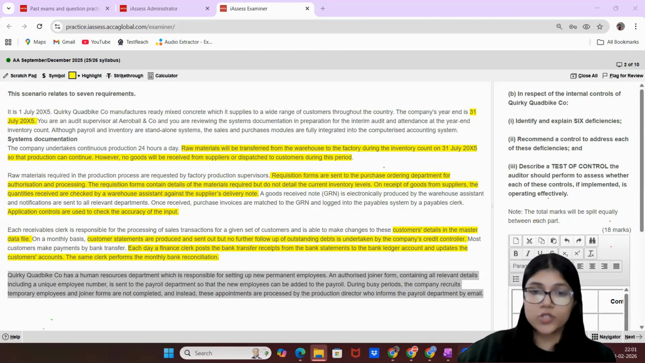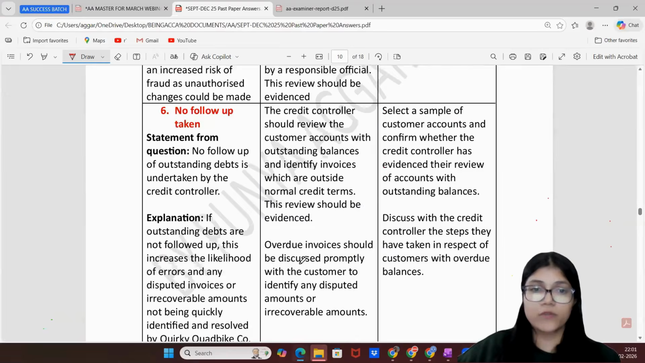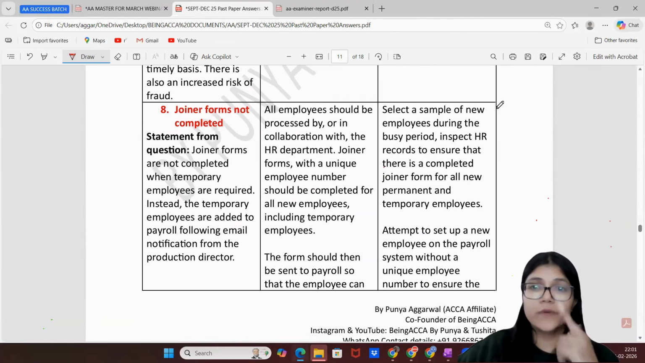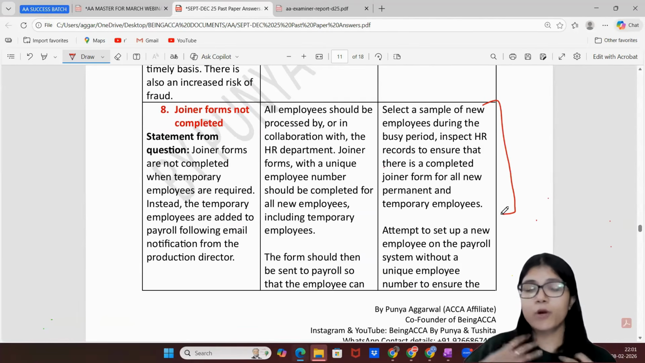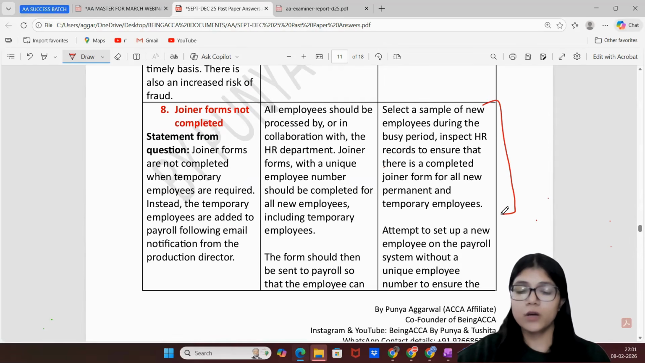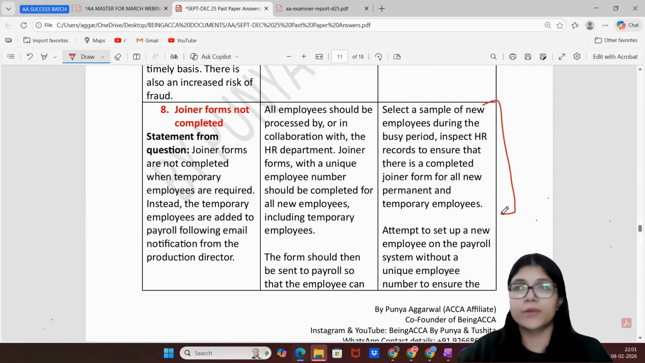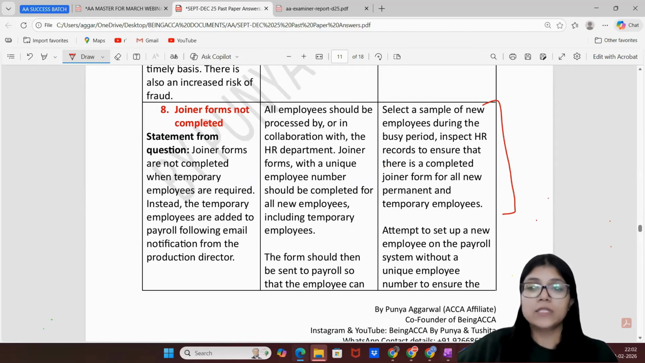Last, the test of control. Sure, I can. Let me show you my answer for that also. Yeah, joiner forms. For the test of control, we discussed that we'll take a sample of the joiner forms. We'll take a sample of the new employees during the busy period and inspect the HR records to see if the joiner forms are complete or not for all the temporary and the permanent employees. So we can take that as part of our test of control.